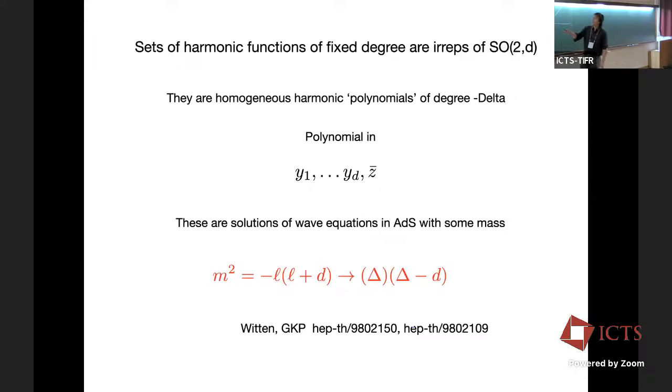So this is part of the dictionary that Witten wrote, and when Gubser, Klebanov and Polyakov wrote their papers, this was basically part of the dictionary: how do you relate dimension to mass squared? It was something like this. Okay, I've done it backwards. I first constructed a representation, the dimension, and then built m squared, rather than starting from m squared and trying to do it the other way.